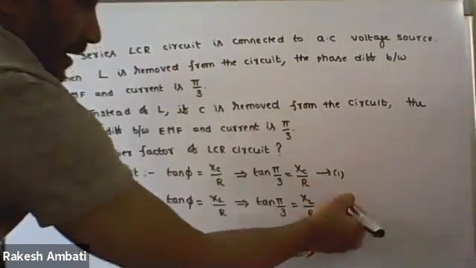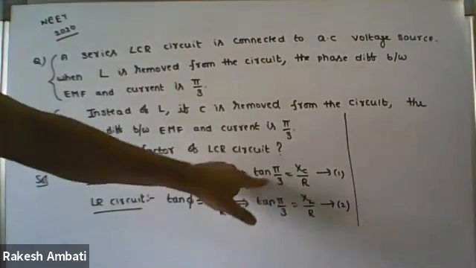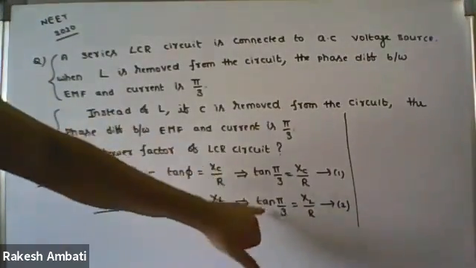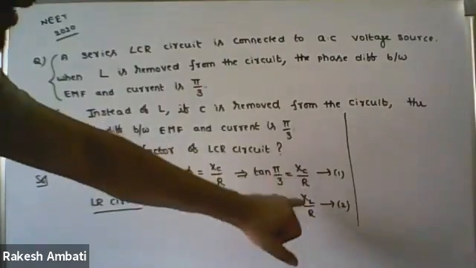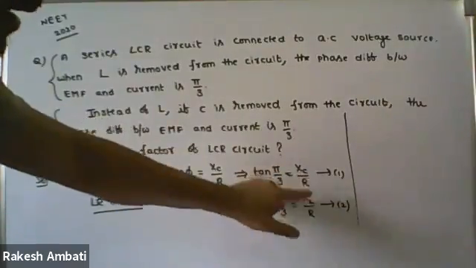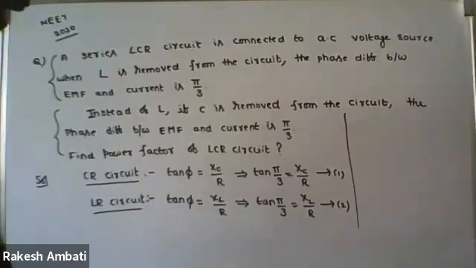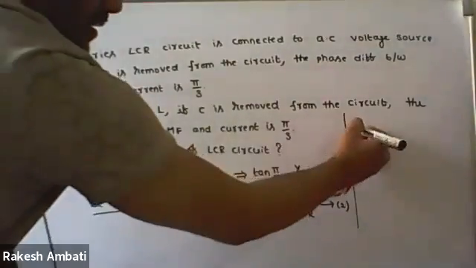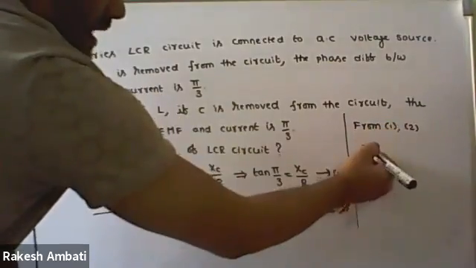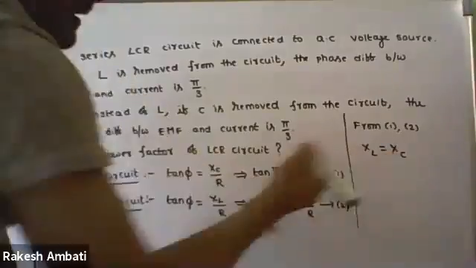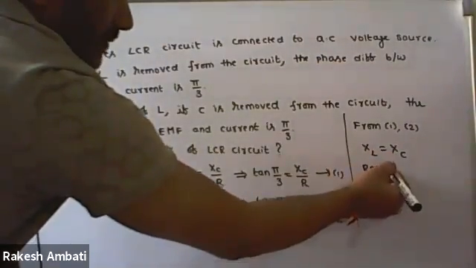Equation number 2. See, from equations 1 and 2, the left side value is the same, correct? If the left side values are equal, we can equate the RHS values. By equating the RHS values, R and R cancel out. If R and R cancel out, then what is the hint we have from equations 1 and 2? Condition of resonance. Correct. From 1 and 2, we get XL equal to XC. So XL equal to XC is the resonance condition.